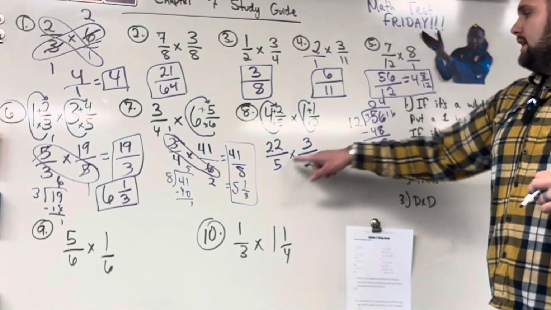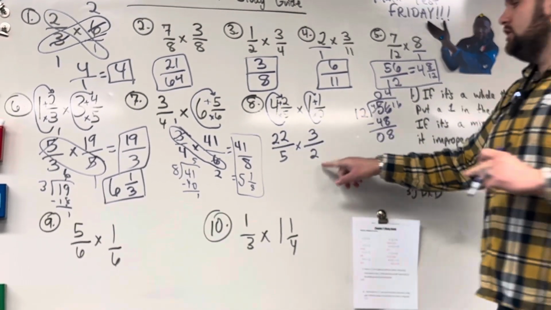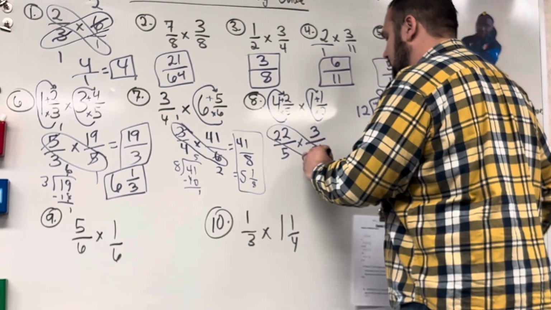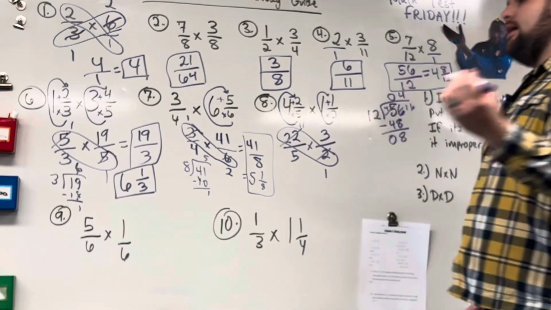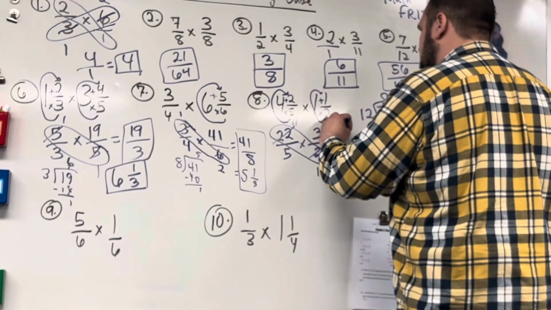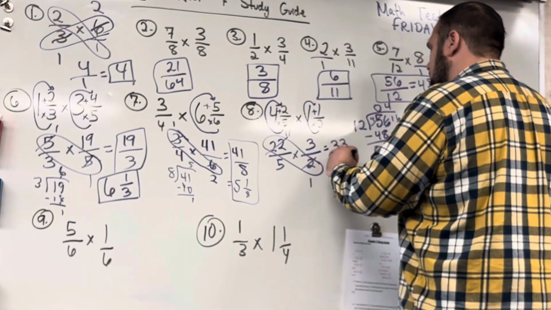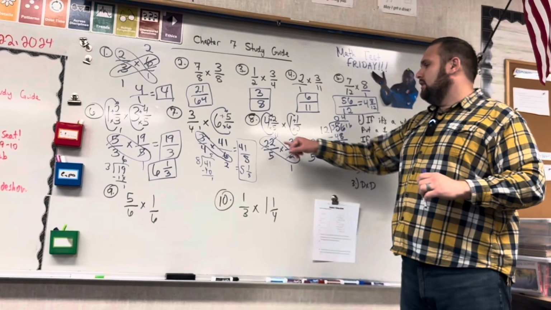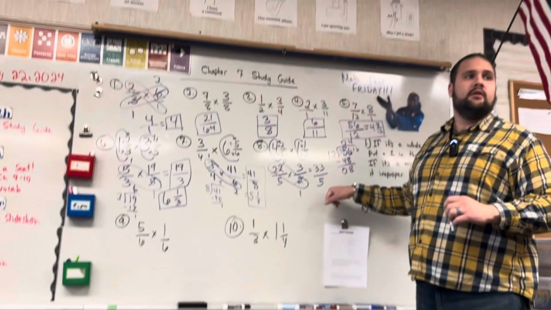Now, there's nothing I can take out of 5 and 3, but I can take something out of 22 and 2. I can take a 2 out of it. Okay, so looking at 22 and 2, 2 divided by 2 is 1, 22 divided by 2 is 11. And now I have 11 times 3, which is 33. 5 times 1, which is 5.